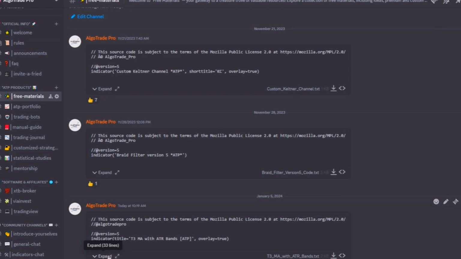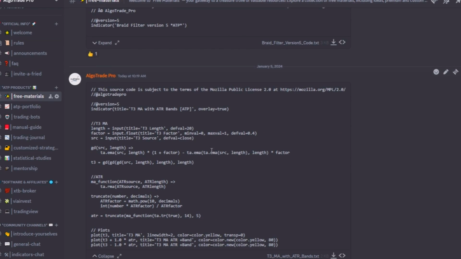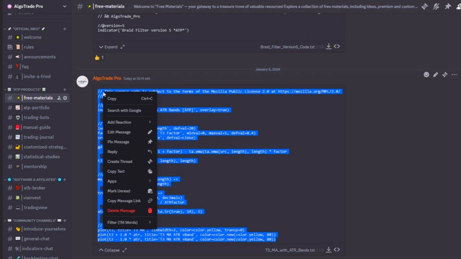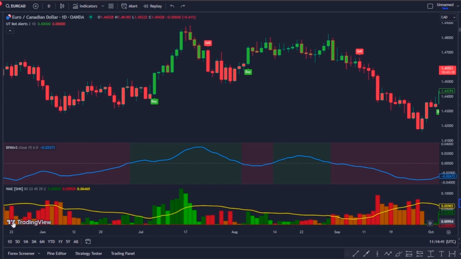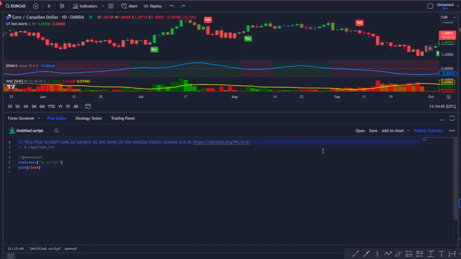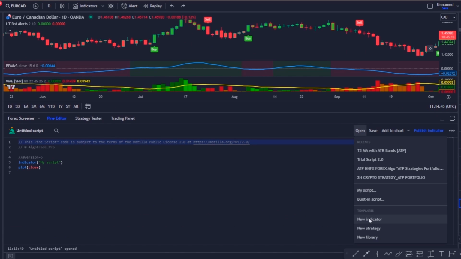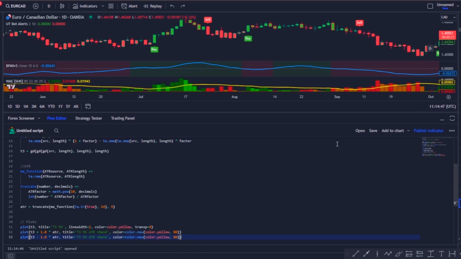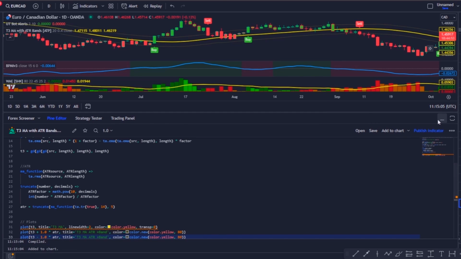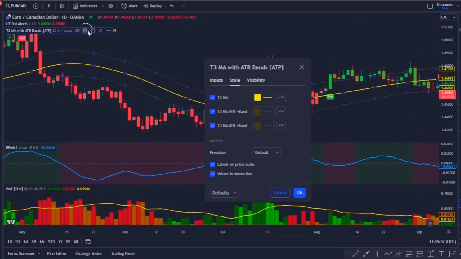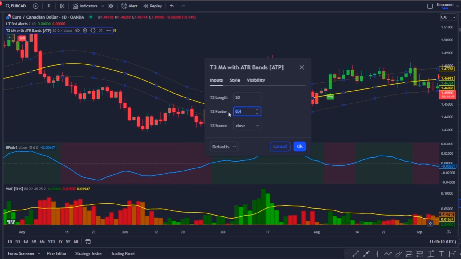Head over to the free materials channel and there you will find the code of this T3MA indicator. Open up this node, copy the code and then on the TradingView charts click on the Pine editor, then on Open, New Indicator and then just paste the code and save it. After that, just click on the Add to Chart option and you will have this custom T3MA with the ATR bands working and with the right settings, which are 20 and 0.4.